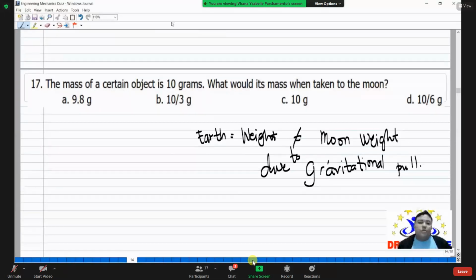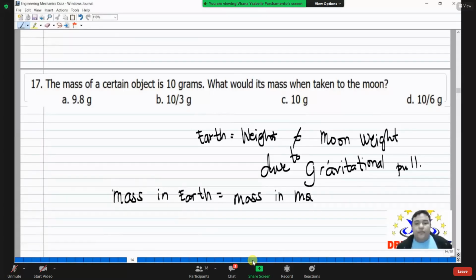So dito sa moon, mahina yung gravity. So therefore, yung hindi magbabago dyan is yung mass. So yung mass ng object, mass sa Earth, is equal to mass sa moon. Yun lang yung hindi magbabago. So therefore, kapag 10 grams yung certain object, mass niya, so therefore 10 grams rin. Kasi yung pinaka-quantity ng mga molecules yung sinasabi dito sa ating mass. Letter C.